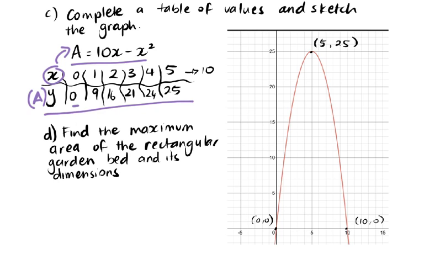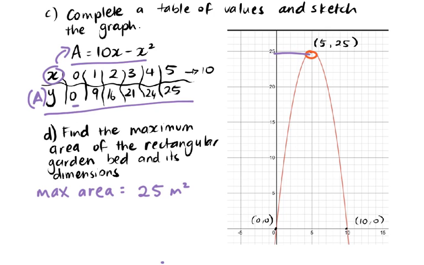From the graph, we're then going to find the maximum area of the rectangular garden bed and its dimensions. If you remember when we first looked at the different types of quadratic graphs, you knew that this point here is our maximum point. So if our maximum turning point is (5, 25), that means that the maximum area is 25, because that's our maximum. So if you look here, it's 25. So maximum area is 25 meters squared.